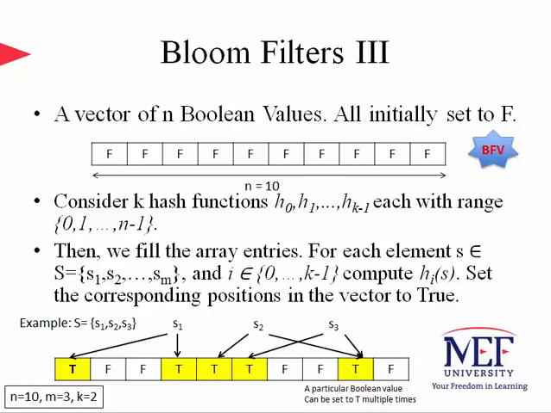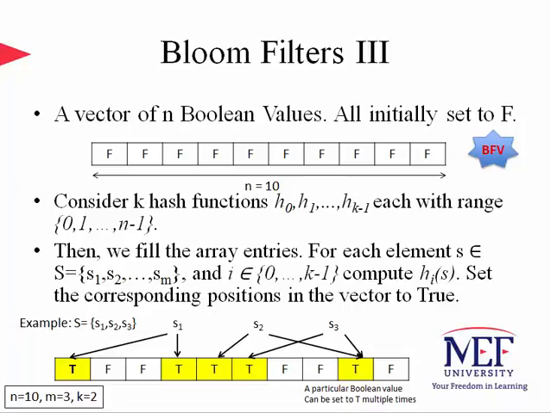Then we fill the array entries by looking at each member of the set, applying the hash functions, finding the corresponding position in the array, and turning the entry to true. A particular Boolean value can be set to true multiple times, but it does not matter how many times it's turned to true. Once it turns to true, it maintains that state. Once we're done with this phase, the Boolean array is ready to use for comparisons.